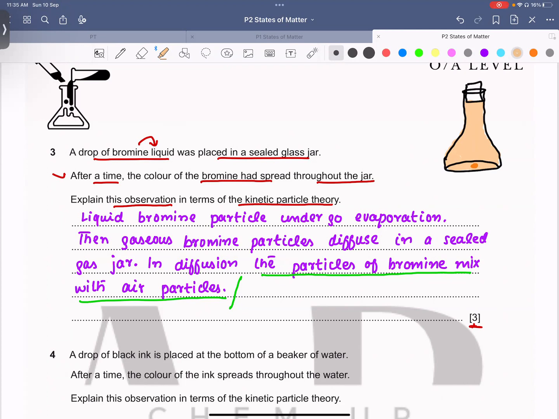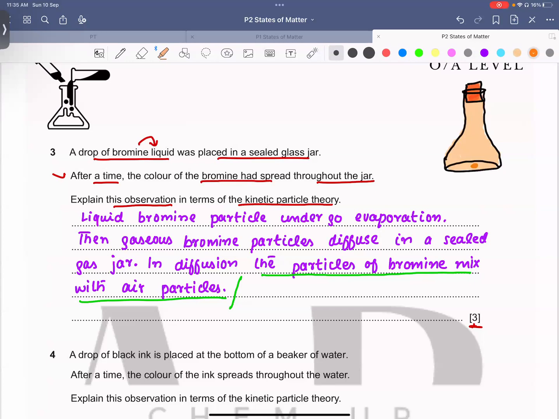So the drop first turned into gas and then into liquid. Did you understand? No, the drop first turns into gas, it gets evaporated, and when it gets evaporated, there are air particles in there as well. So it mixes with the air particles, and as a result, the whole area turns light yellow in color. Okay, sir. Thank you.